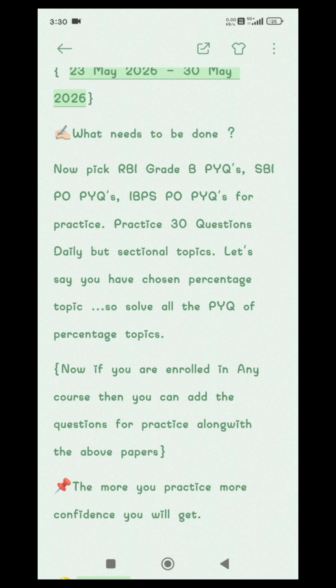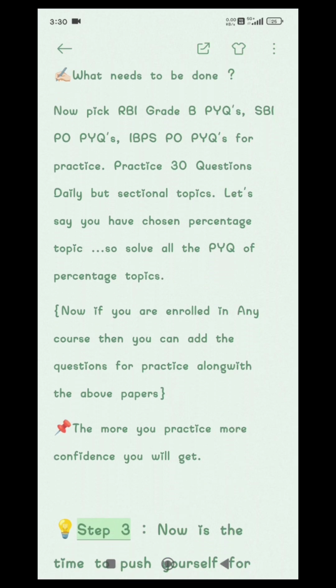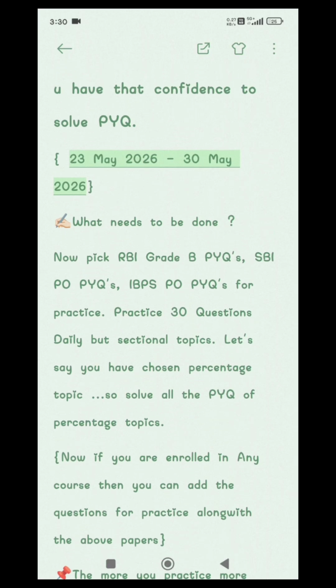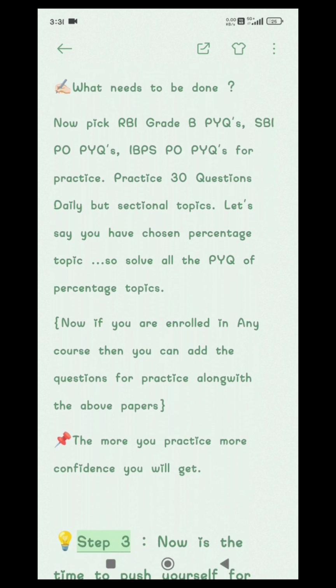Now the most important thing in step 2: if you are enrolled in any paid course, then you can even add other questions for practice along with the above papers, because a paid course teaches you that subject or topic, like percentage, ratio, proportion, and they also have quizzes, so you can solve the quizzes as well. Always remember, the more you practice, the more confidence you will get in solving questions. So this is it. And remember this timeline is for you to complete this in that period.